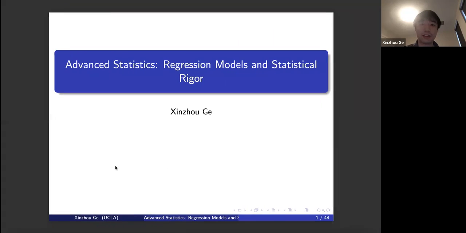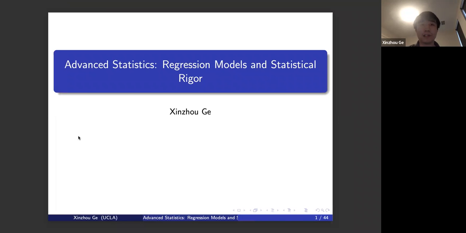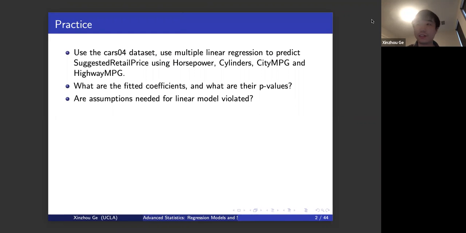Okay, so let's go to our second workshop, which will be more about the regression models. I will first go back to the multiple linear regression, which was introduced yesterday. So this is the problem that I left for yesterday's workshop in the end. It will be how to use multiple predictors to predict the suggested retail price.